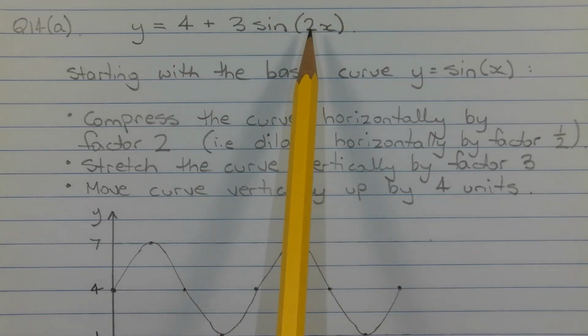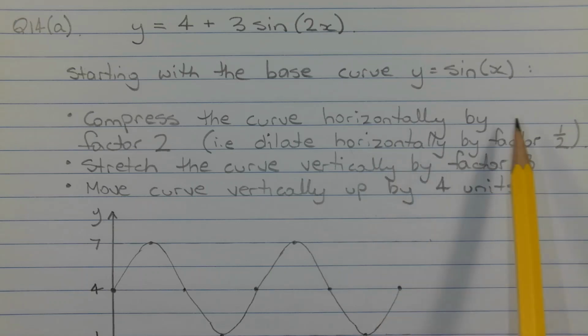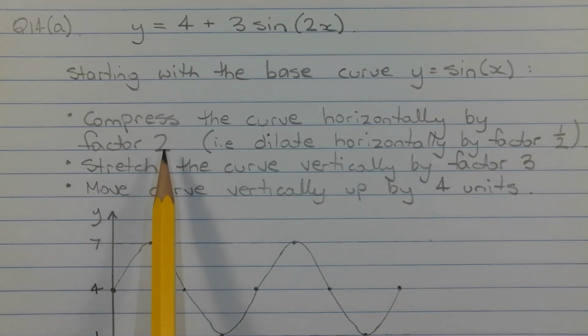Now let's consider what the 2 does. What that does is that it compresses the curve horizontally by a factor 2. So think of it as squashing the curve by a factor of 2. So rather than one full cycle occurring from 0 to 2 pi, you will get one full cycle of sine from 0 to pi instead. So the curve is compressed horizontally by a factor 2. In other words, it's dilated horizontally by a factor 1/2.